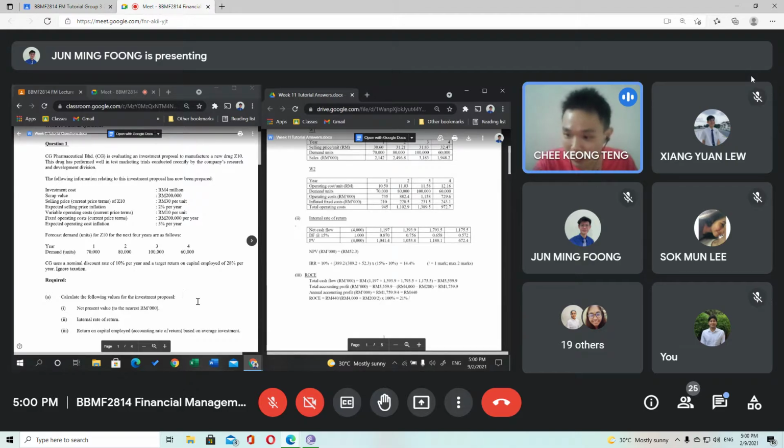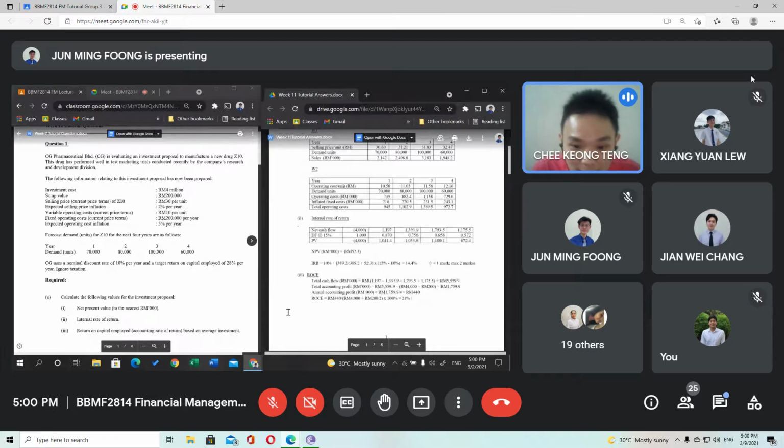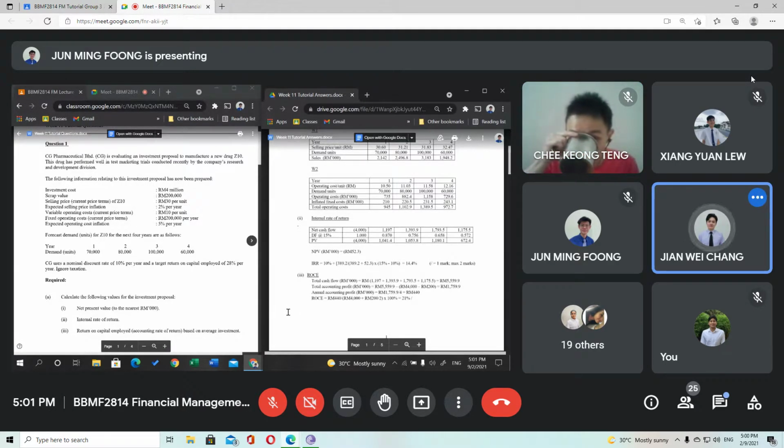I think calculation, no worry, you all have done that. Okay, for the third one. For part 3, the question asks to calculate the ROCE, the accounting rate. So we use the formula: average annual profit before interest and tax divided by the average investment.